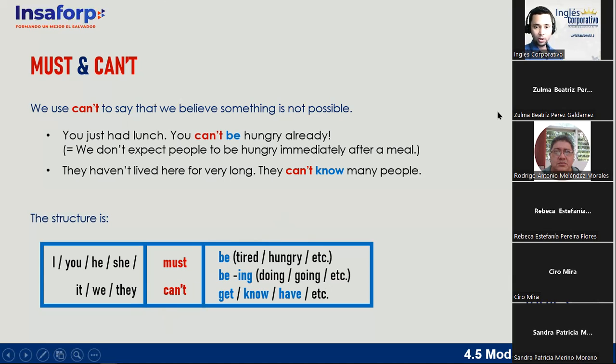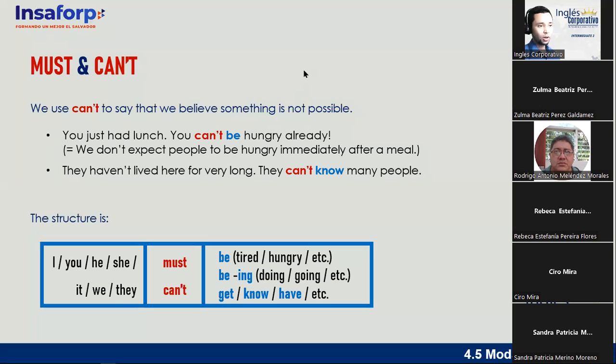I'm going to form the breakout rooms now, so you can work with a partner. Okay, room one, Jessica Rosales and Rodrigo Antonio. Room two, Diego Anthony and Mayra Portillo. Room three, Mr. Perla and Zulma Beatriz. Room four, Maritza Guadalupe, Rebecca Estefania. Room five, Josue Rivas and Nady Ibis. Room six, Maria Ayala and Rodrigo Daniel. Room seven, Ciro Mira and Sandra Patricia.